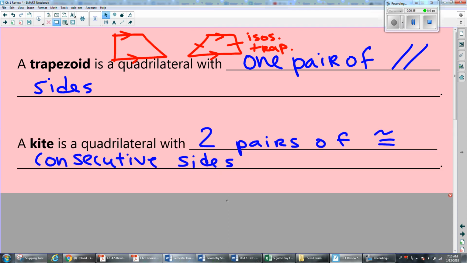Okay, if you have a kite, that's a quadrilateral with two pairs of congruent consecutive sides. So consecutive means in a row. My congruent sides are right next to each other.